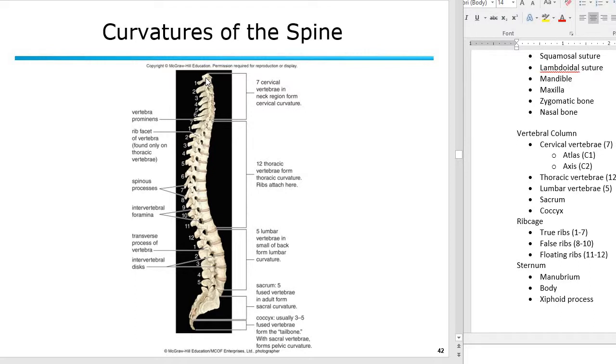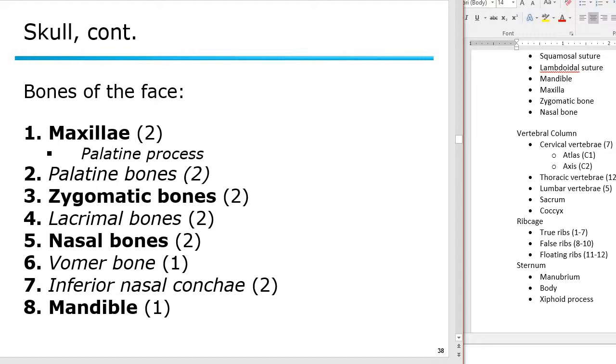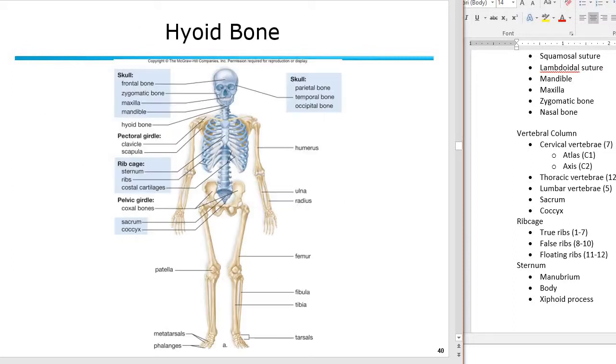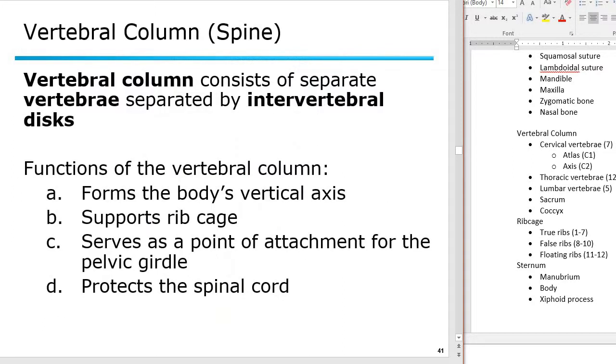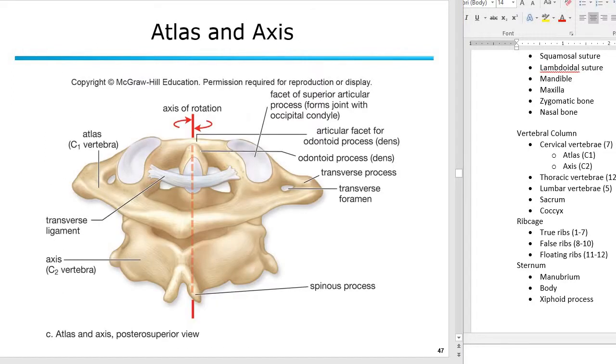Okay, so it's the very first one, and then the axis is the second one, right below that, and it's special because... Let's see if we can find a picture. I think I have one in here. Here you go. Here's a picture from your book showing the atlas vertebra and the axis vertebra.